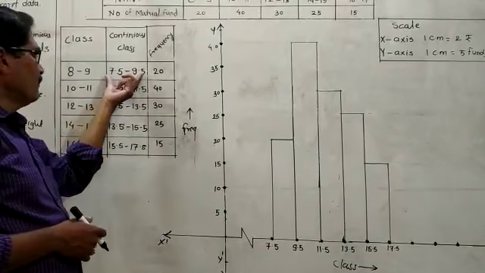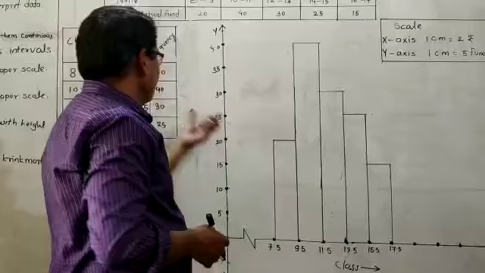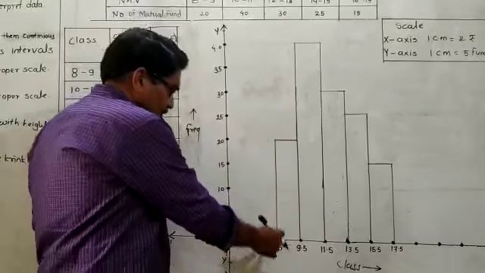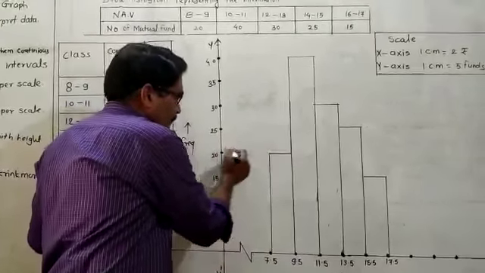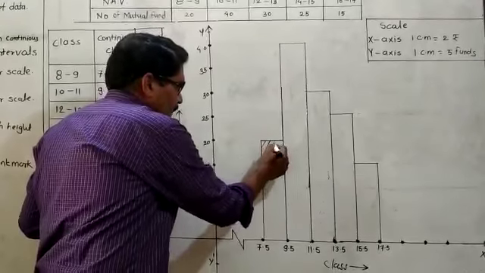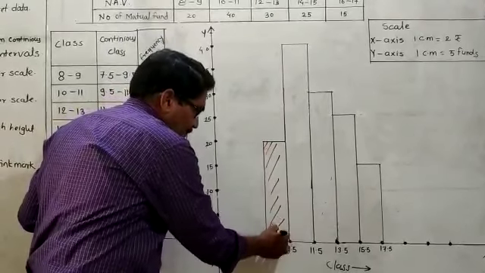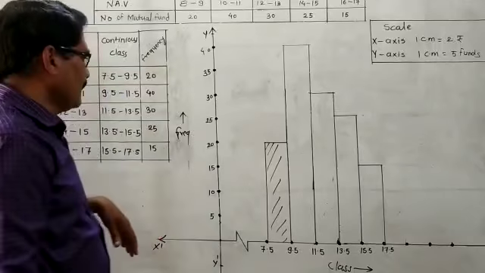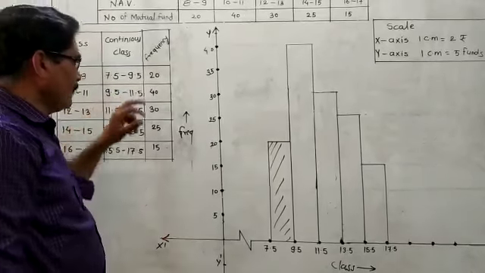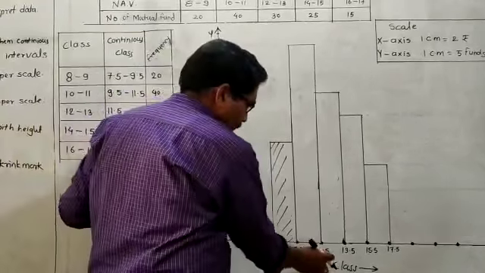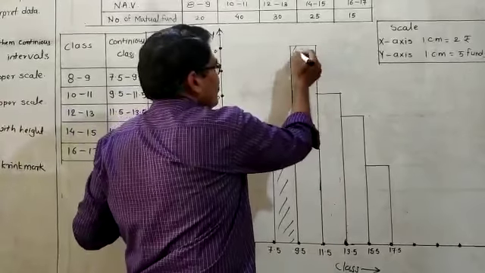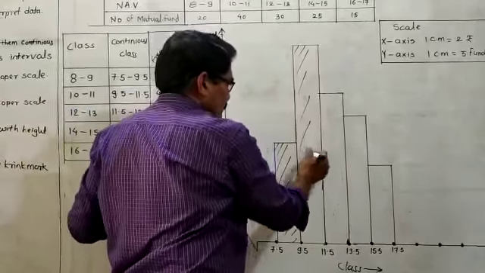So for 7.5 to 9.5, the frequency is 20. For this class you take frequency 20, draw the histogram, and show it by the line like this. Then the next class is 9.5 to 11.5, the frequency is 40. So you have to draw the histogram like this.